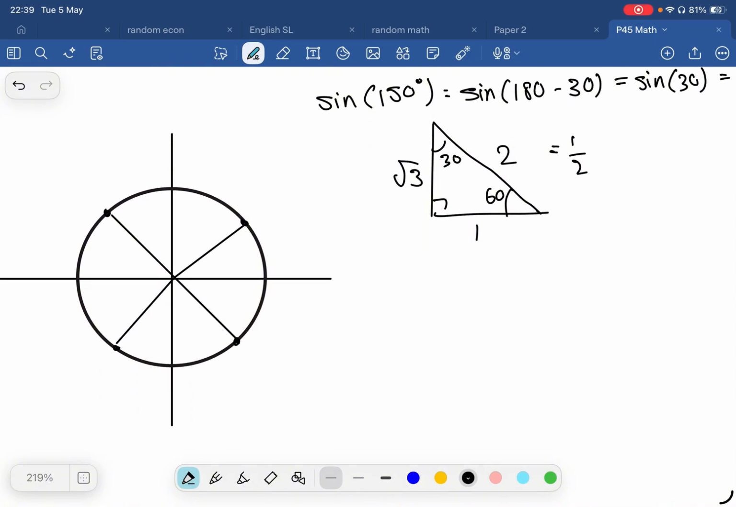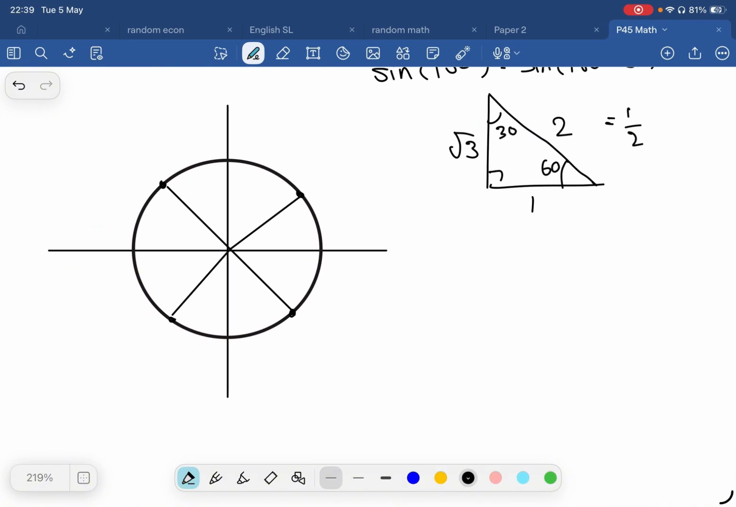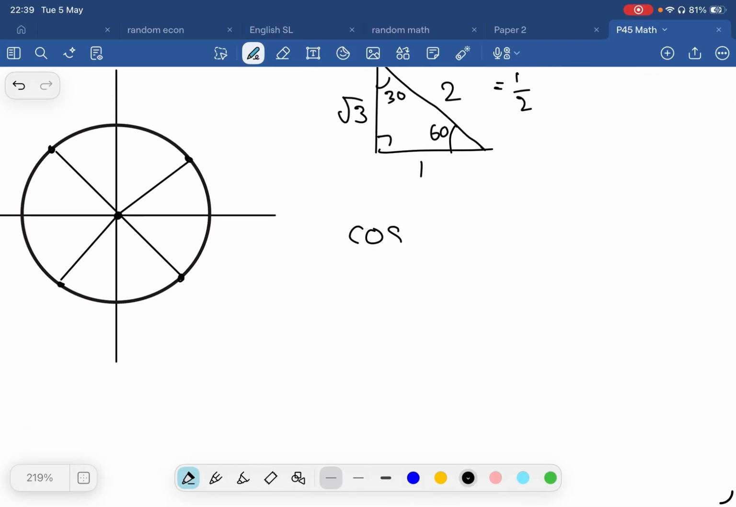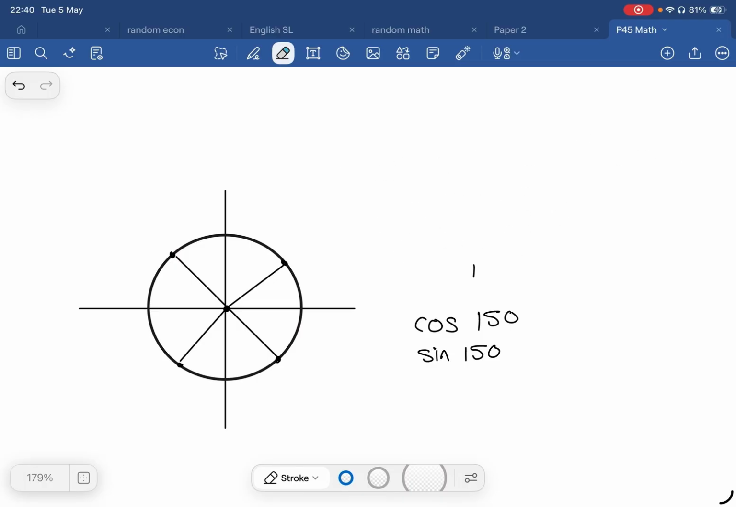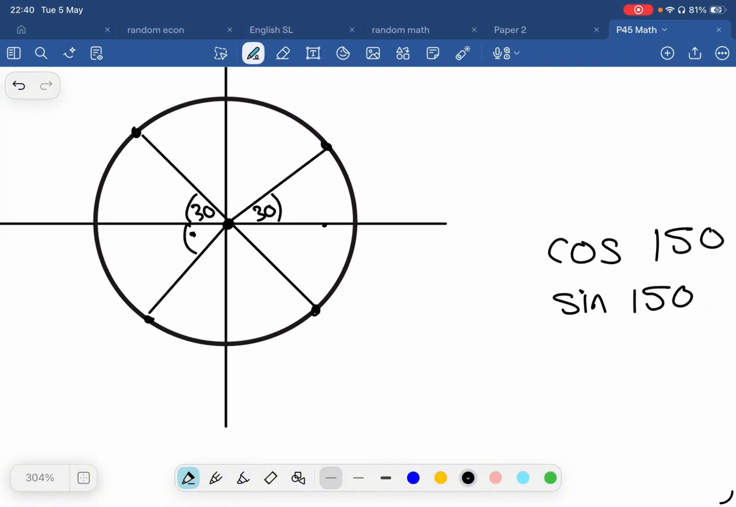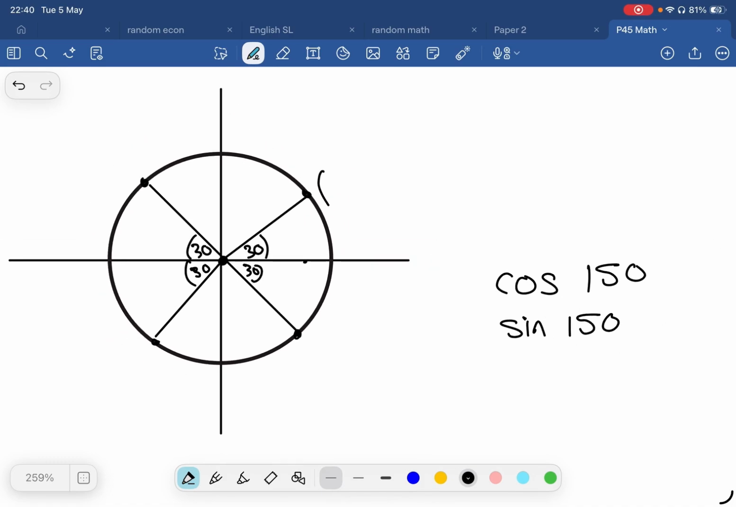Okay, so that's very easy to do even without the unit circle, but I'm going to show you how to do it with the unit circle because it's very rare they'd give you a question like that. So let's say you have to find cos of 150 and sine of 150 using the unit circle. Well, you can draw 30 here, 30 here, 30 here, and 30 here.